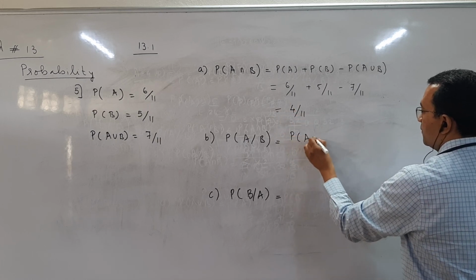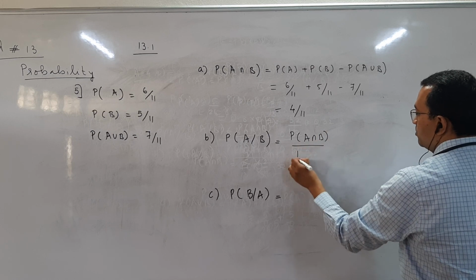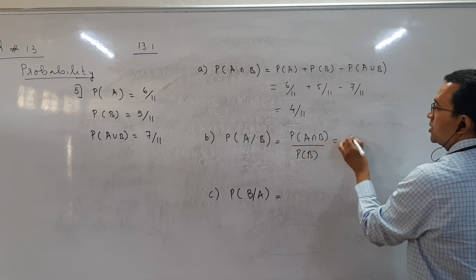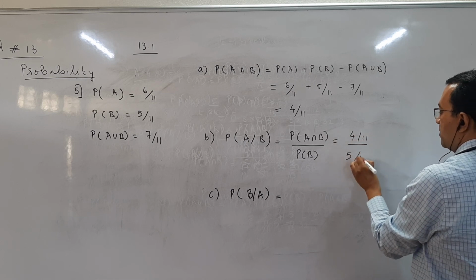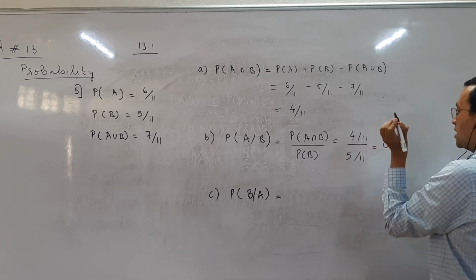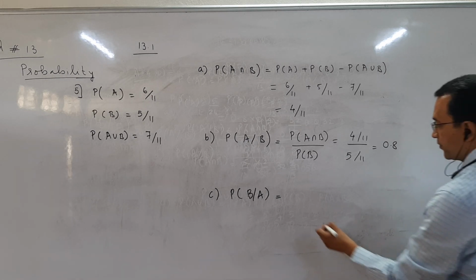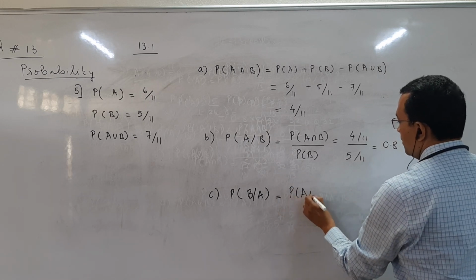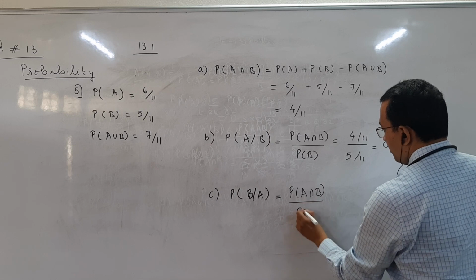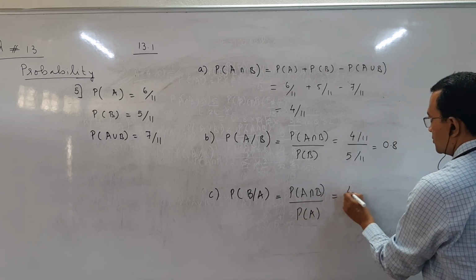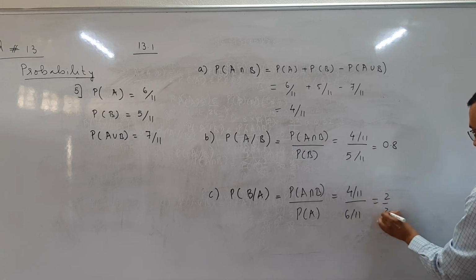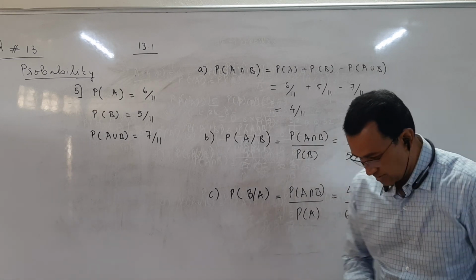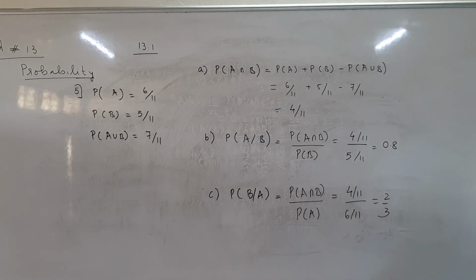Probability of A given B will be P of A intersection B upon P of B. So this will be 4 by 11 upon 5 by 11, so 4 by 5, so 0.8. And probability of B given A will be P of A intersection B upon P of A. So 4 by 11 upon 6 by 11, so 2/3, that is 0.666 recurring. Or you can write 0.67.